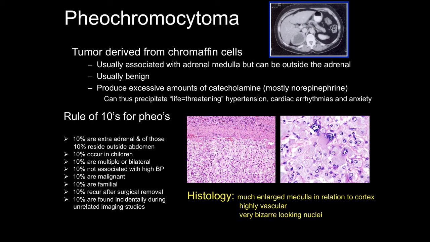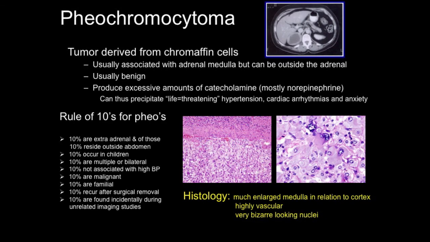There's also a rule of 10 that pathologists look at with pheochromocytomas. It's worth thinking about this as you go on to pathology. 10% of the pheochromocytomas are extra-adrenal, and of those, 10% reside outside the abdomen. 10% of pheos occur in children. 10% might be multiple or bilateral, meaning you might find them in both adrenal glands. 10% are malignant. 10% have a strong genetic or familial tendency. 10% actually recur after surgical removal. 10% are found incidentally during unrelated imaging studies. So the rule of tens for pheochromocytomas is worth remembering.